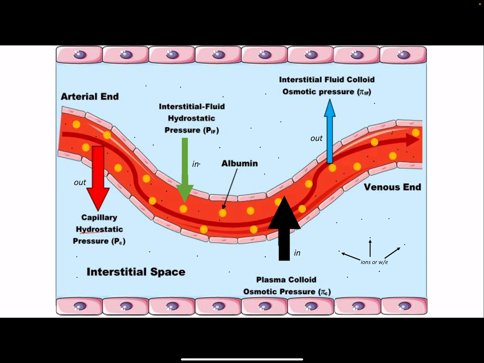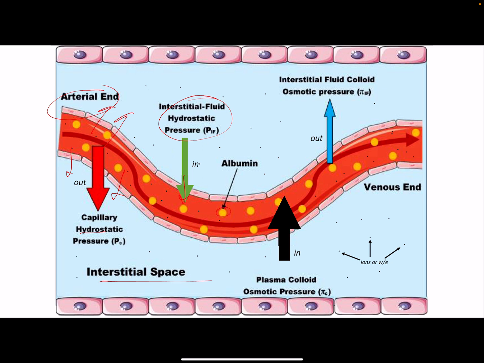On the arterial end, hydrostatic pressure is just like if you fill up a balloon with water, the water particles pushing against the balloon, that is the hydrostatic pressure. So it's classic, quintessential pressure. There's so much fluid here, more than there is in the interstitial space pushing back in, so it wants to push out. On the other hand, we do have some interstitial fluid with hydrostatic pressure trying to push water in. It's less, but still it exists.